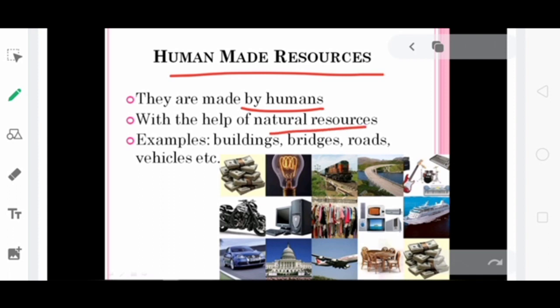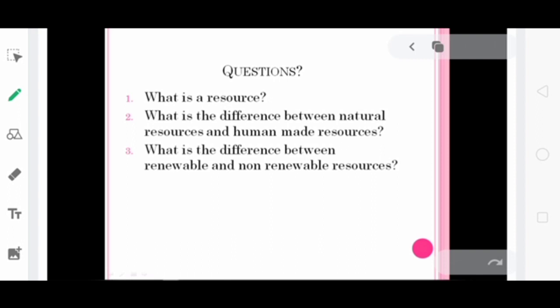Human-made resources. Human-made resources are made by humans. Sometimes natural substances become resources only when their original form has been changed. Iron ore was not a resource until people learned to extract iron from it. People use natural resources to make buildings, bridges, roads, vehicles, etc. And they are known as human-made resources.